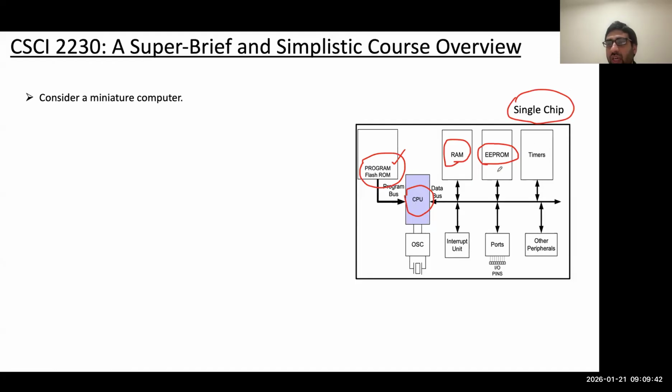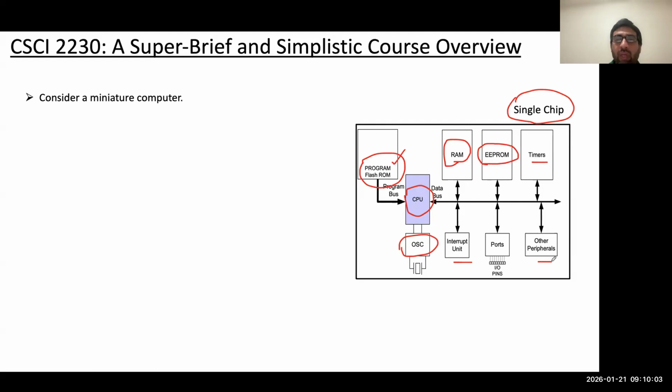So your CPU, your different kinds of memories, you have timers, you have interrupt units, ports which are responsible for interacting with the outside world, right? And your clock source, which actually enables your whole computer, right? And other peripherals. So everything is on a single chip.